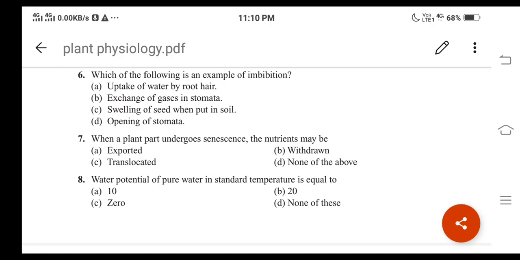Then question number 8, water potential of pure water at standard temperature is equal to 10, 20, 0, none of these, right? And for question number 8, option C is the correct answer. Water potential of pure water at standard temperature is equal to 0 only. Option C is the correct answer, right?